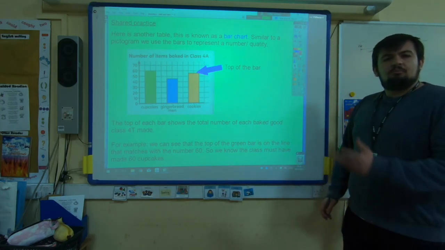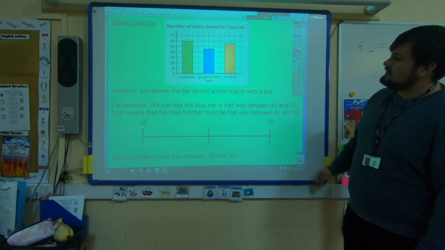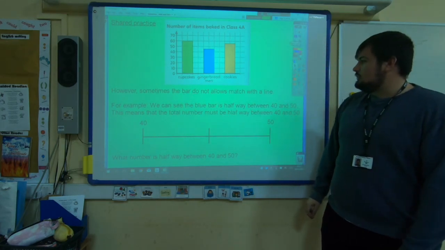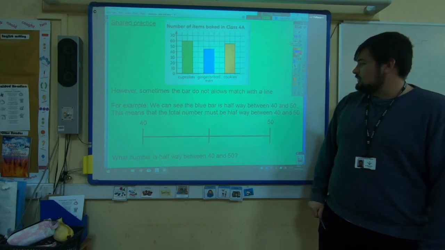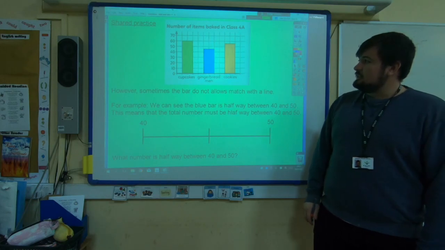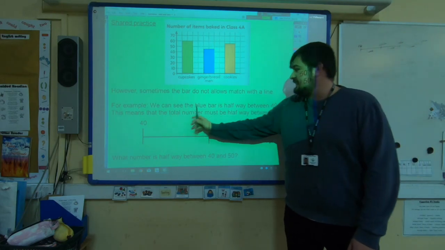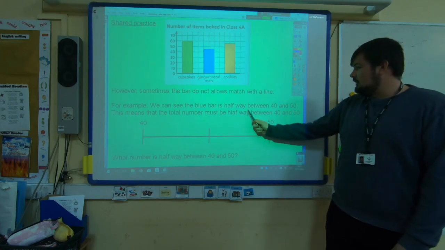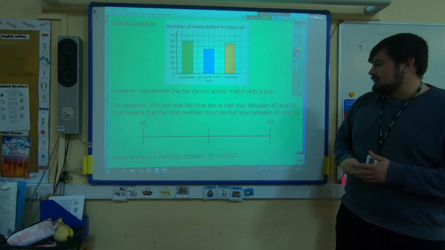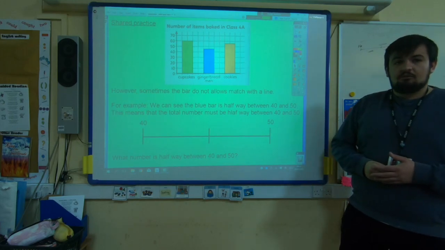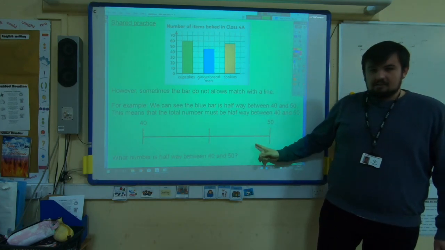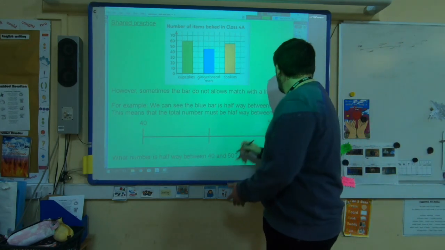Just like that. But if I turn over a slide, however, sometimes the bars do not always match up with the lines. For example, we can see that the blue bar is halfway between 40 and 50. This means that the total number must be halfway between 40 and 50. What's halfway between 40 and 50? I've given us a nice clue here. 45. Yay!